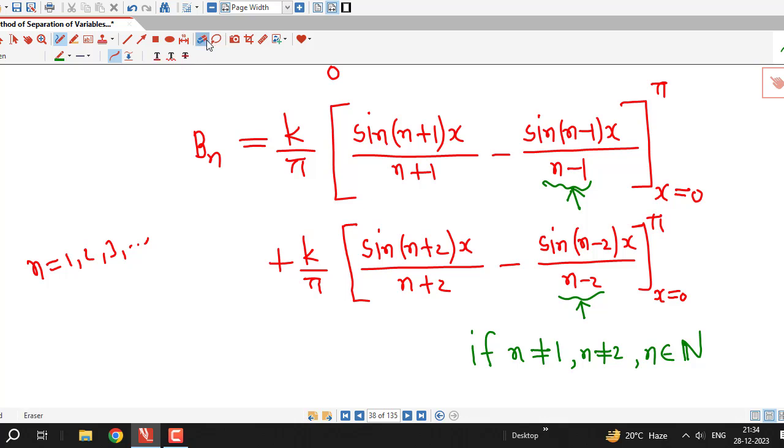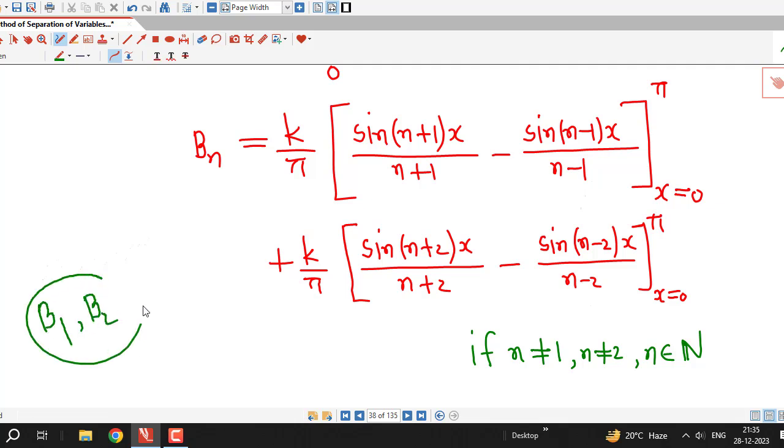So we have to be careful that n is taking all the natural numbers, but because I have n minus 1 in the denominator here, this is not valid for n equal to 1, and this is not valid for n equal to 2. Therefore, this expression for Bn is valid if n is different from 1 and 2. So we will calculate B1 and B2 separately, because this is undefined for n equal to 1 and n equal to 2.